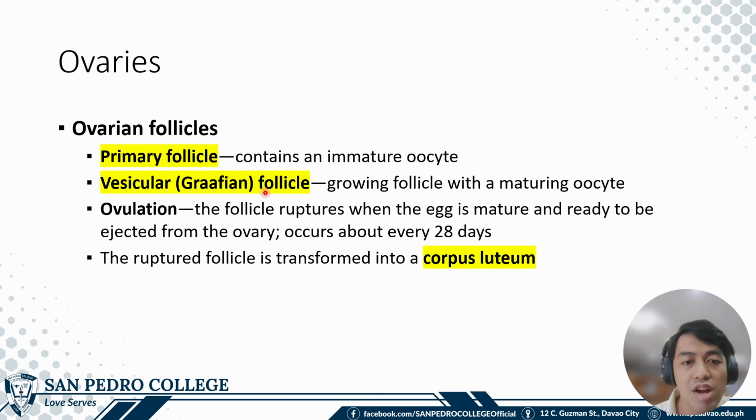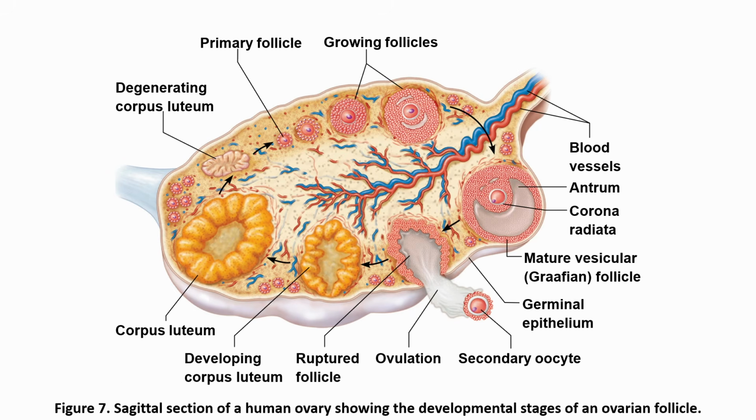And the remnants of the Graafian follicle, after releasing the egg cell, becomes the corpus luteum. This corpus luteum then releases progesterone, which is involved in the preparation of the endometrium. So this diagram shows you the different stages of the follicle, starting with the primary follicle becoming your Graafian follicle. Then after ovulation or release of the oocyte, the Graafian follicle becomes your corpus luteum, and the corpus luteum releases progesterone.